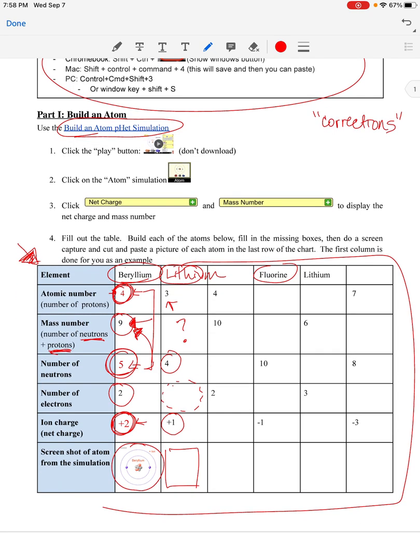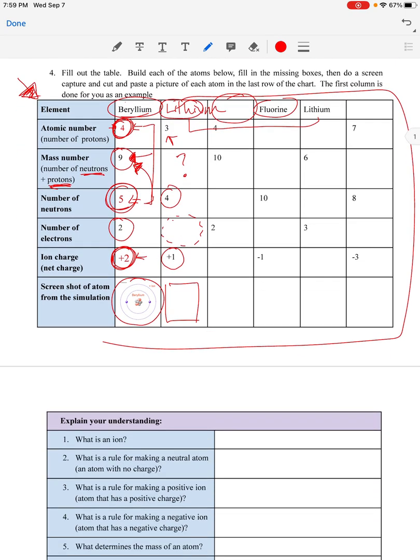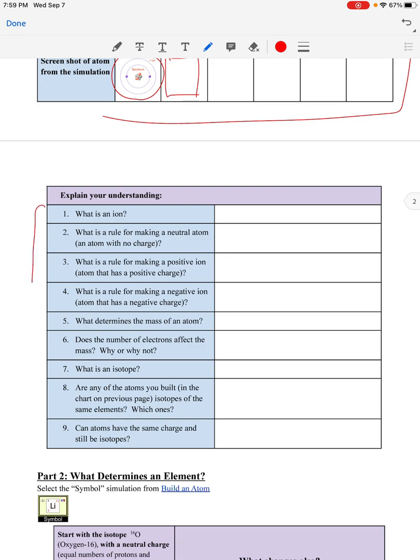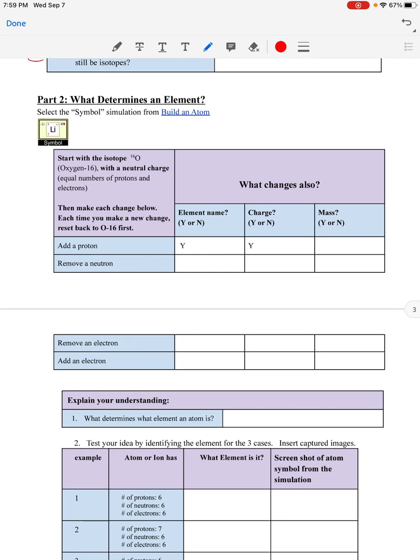I will tell you there are 2 pairs of the same elements. So don't worry if you work on this and you're like, wait a minute, I already have one of those. That's okay. That's intentional. It just says we already found out there's 2 lithiums right there. Then you're going to answer some questions based on what you learned. Then you're going to do the second simulation and build an atom using this simulation.